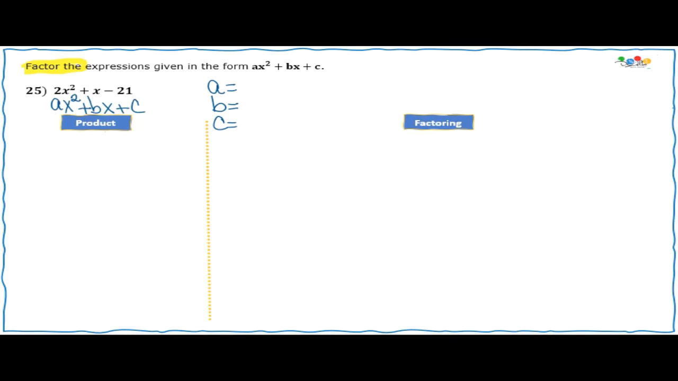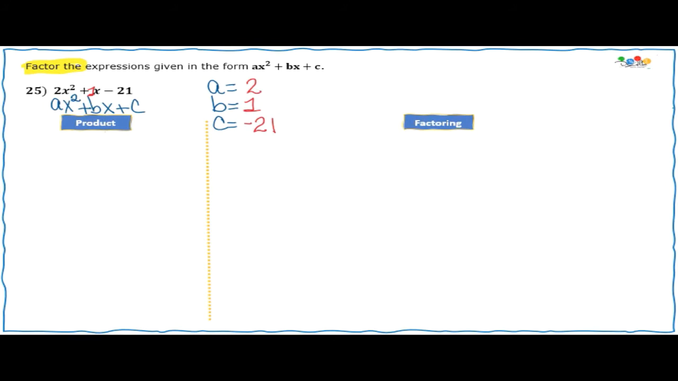So let's see who's A from there. Yes, it is a 2. B is a, are you thinking? I know what you're saying. There's no number, miss. Okay, what do we put anytime that there's no number? You're right, we put a 1, right? So let's put a 1 in there. So B, it's a 1. And C is a, and I know what you're thinking, is that a 21 or is that a negative 21? If there is a minus 21, then it is a negative 21. Okay, so we're set to go.